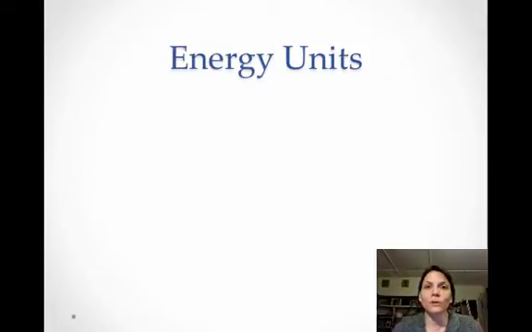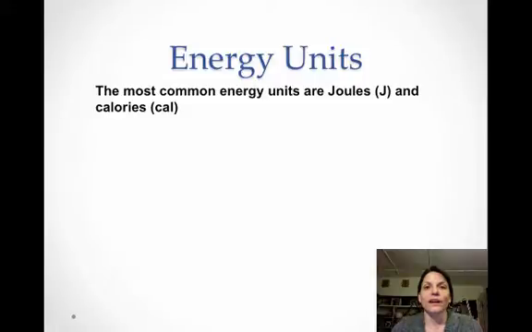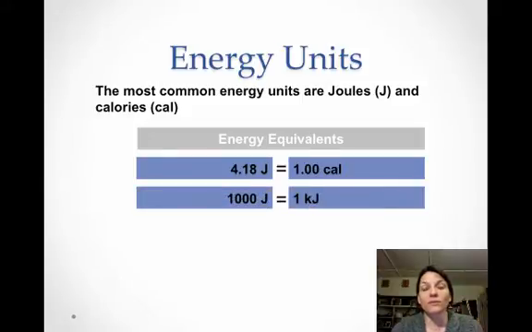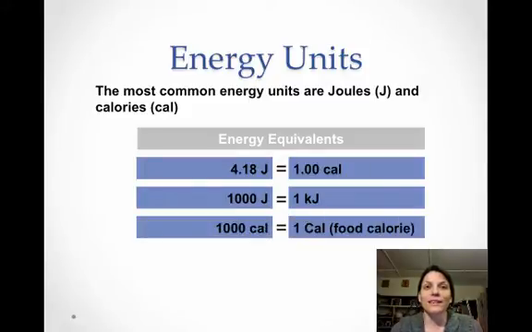All right, just a quick rundown of energy units. Joules and calories are the most common units for energy. 4.18 joules is equal to 1 calorie. Those are the most common units that we're going to use in our experiments. 1,000 joules is a kilojoule. These are metric units, so you can use the metric prefixes. 1,000 calories is 1 Calorie with a capital C, and the Calories with a capital C are the ones listed on food packages, which will come in handy in one of our labs when we measure the calories in food.